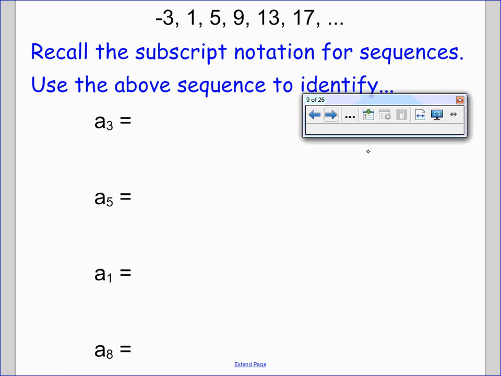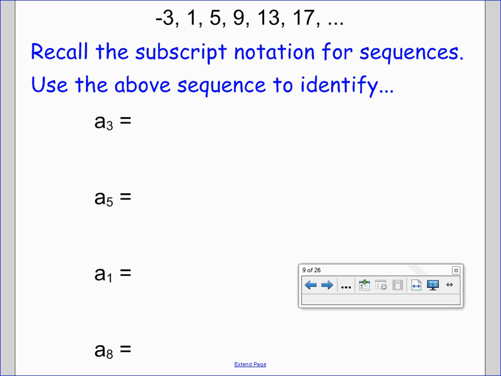Great. All right, now let's go ahead and connect our subscript notation. Recall the subscript notation for sequences. Use the above sequence to identify a sub 3. I just want you to look. A sub 3 refers to the value of the third term, right? What is the third term in this sequence? Brady? 5.